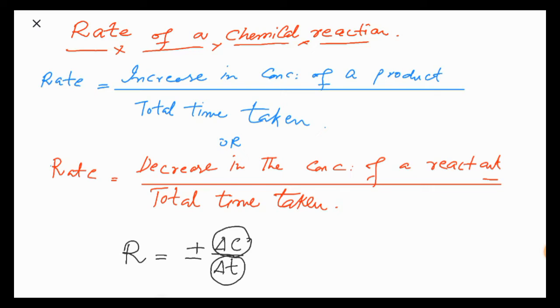As I told you, we are going to discuss rate of a chemical reaction. Rate of a chemical reaction can be defined as increase in the concentration of a product divided by total time taken. In other words, you can say it is decrease in the concentration of a reactant divided by total time taken. R, the rate of a reaction, is equal to plus or minus ΔC over ΔT, where ΔC means change in concentration of a reactant or product divided by ΔT, which means change in time or total time taken.